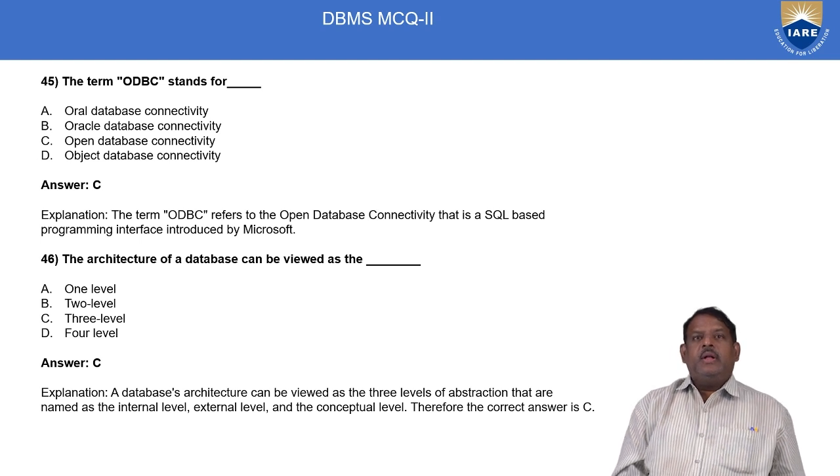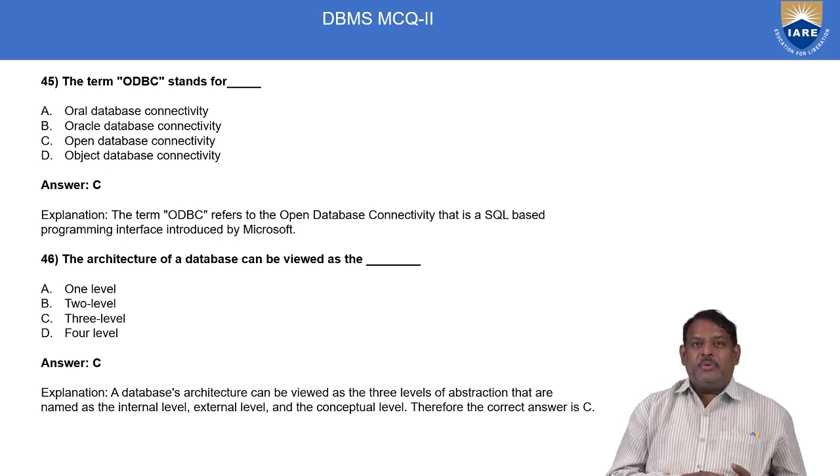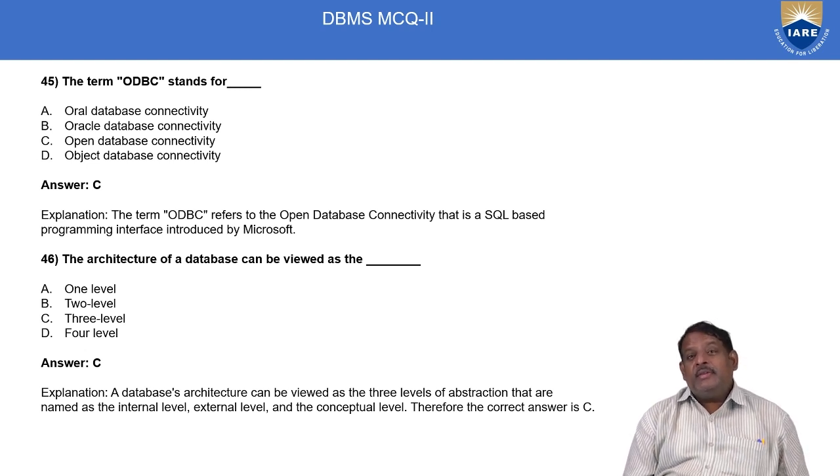45th question. The term ODBC. So what is ODBC? It is a connectivity between a database and a program. In order to talk to a database, we need programs like Java, Python, or C. If you need to talk to a database, you must have some connectivity between these two. So ODBC is Open Database Connectivity. It is an SQL-based programming interface provided by Microsoft. This was a Microsoft interface. It is used from any program to talk to the database.